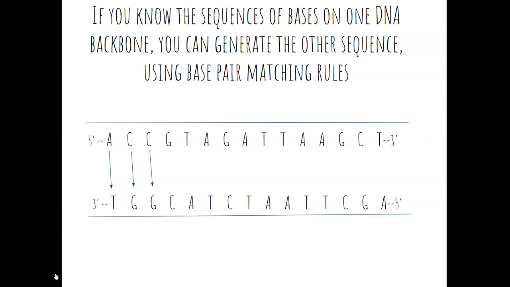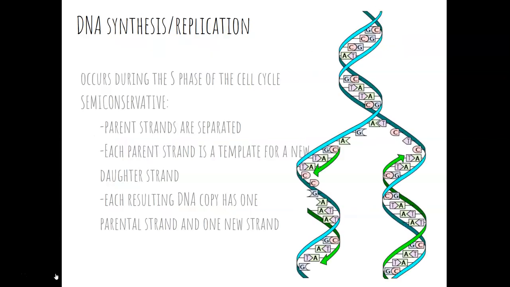So I'll challenge you to go back into the slides and see if you can complete a base pair matching rule with a sequence that you make of your own. You can pick any of those 4 bases in any order to make the first strand, then you can generate the second strand using the base pair matching rules.